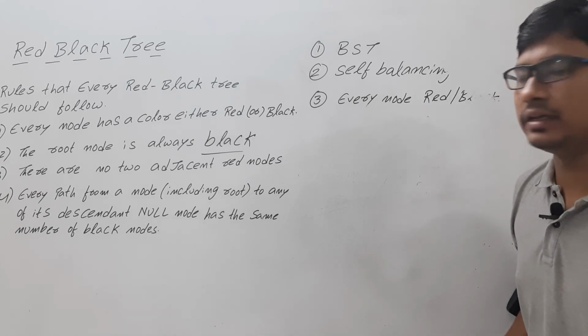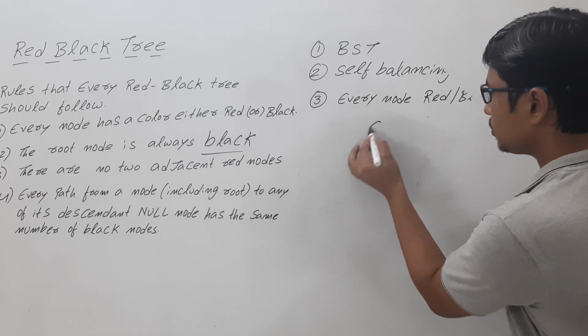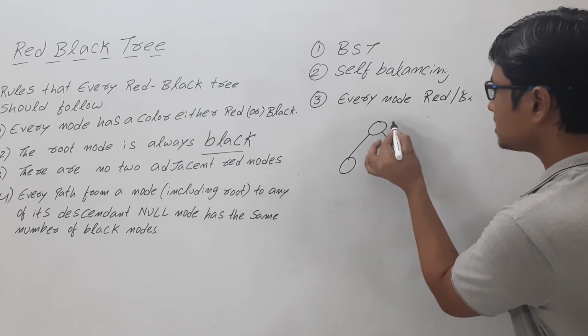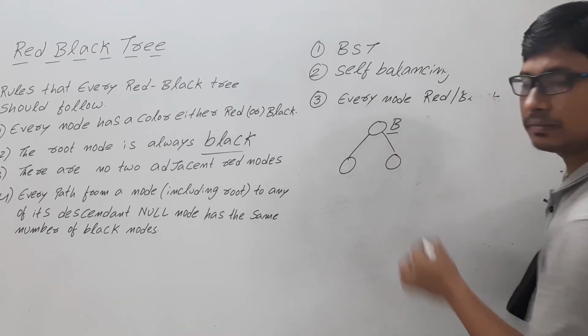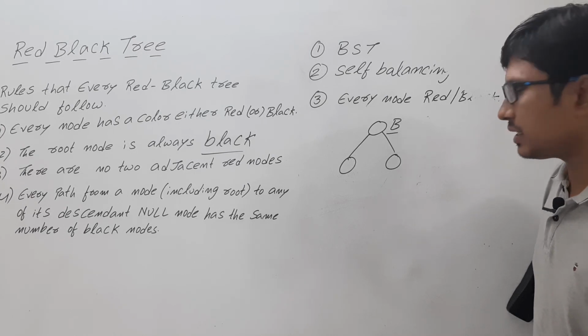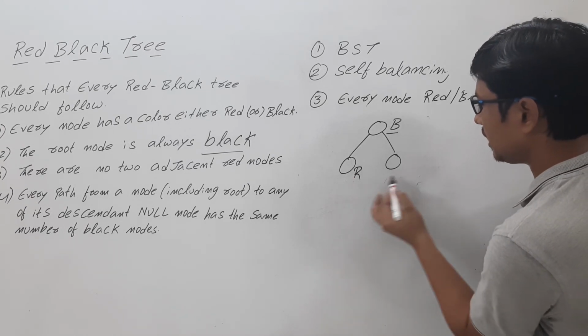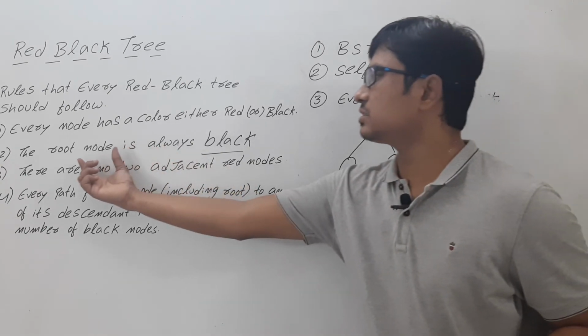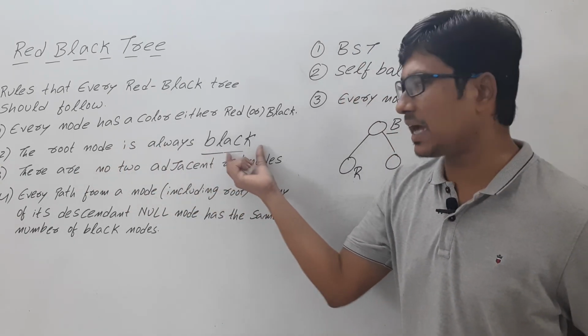Suppose you have a red-black tree like this. The node which is a root node should be a black color. Is it clear? Are you able to understand it or not? Now this one can be red and this one can be red, that we will discuss later. But the first thing is that the root node is always black in color.